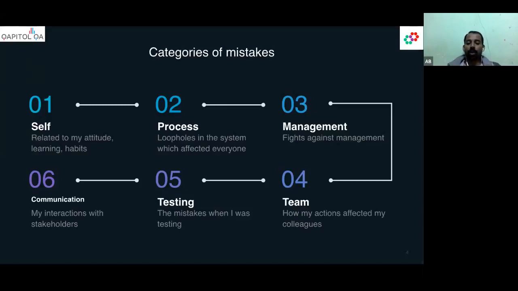Then the fourth category, as I told, is team: how my actions affected my colleagues. Fifth is testing: the mistakes encountered when I was testing. Then the last is communication: my interactions with different stakeholders across different platforms, freelancing, communities, online testers, the companies, and stuff like that.